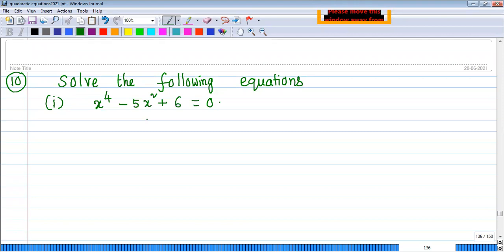So we need to solve this equation. This equation is not a quadratic equation. It is a biquadratic equation. But though it's a biquadratic equation, it can be solved by reducing it into a quadratic equation. Am I correct? Okay. How will you reduce this biquadratic equation into the quadratic? How can you reduce it? Just think for a while.